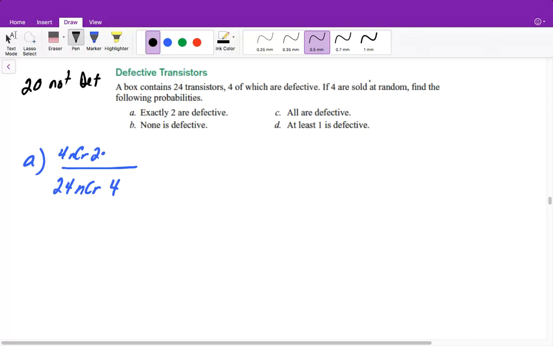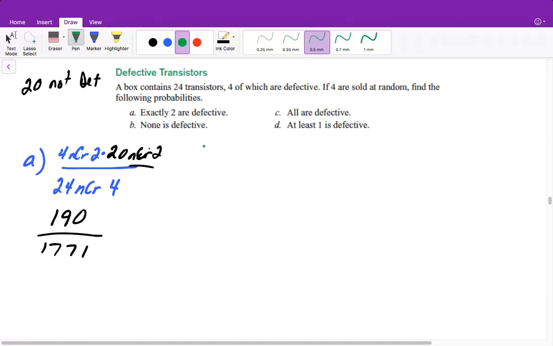So that means if we're picking 2 that are defective and 2 that are not, we need to find a combination for those that are not defective. So it's 20 nCr 2. And then when you plug this into your calculator, it will give you 190 over 1,771.